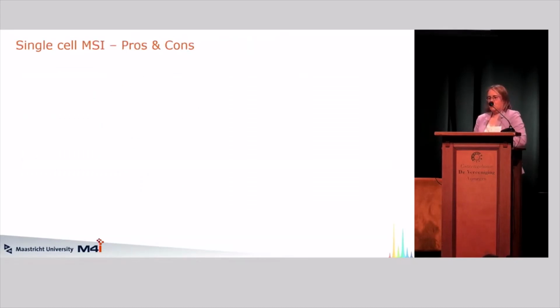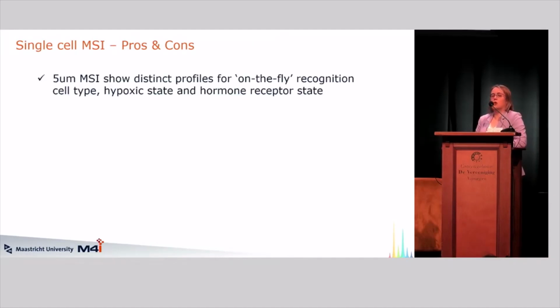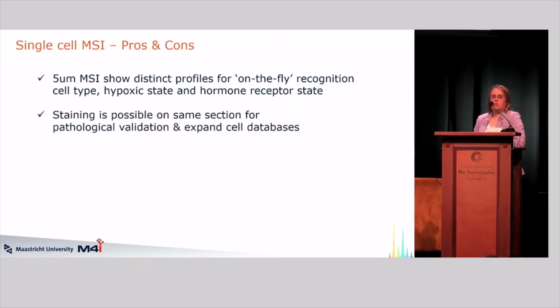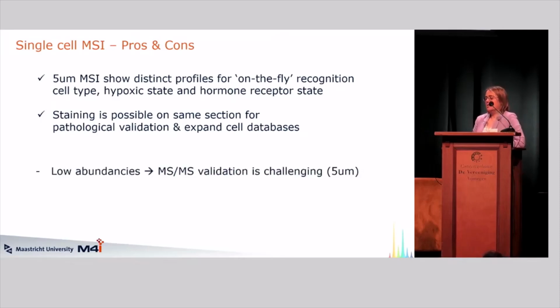Then, to give you an overview, because it all sounds really nice, there are a lot of pros to the single-cell MSI workflow. We can do 5 micrometer MSI images. We can define cell types, hypoxic states, hormone receptor states, and we can use the staining and the overlay to pathologically validate the results from our recognition models, and we can even expand our cell databases. But there are, of course, also a few challenges at the moment.